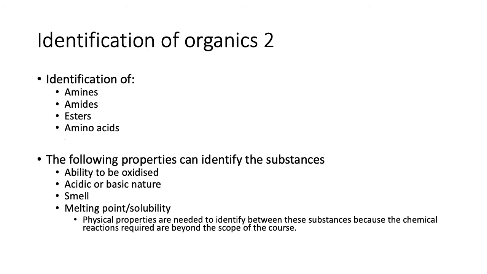So, ability to be oxidized, acidic or basic nature. This one can also be reduced, because carboxylic acids and therefore amino acids can be reduced, and that's something else we'll talk about. And then acidic or basic nature, the smell for esters, and then melting point and solubility if you really have to.